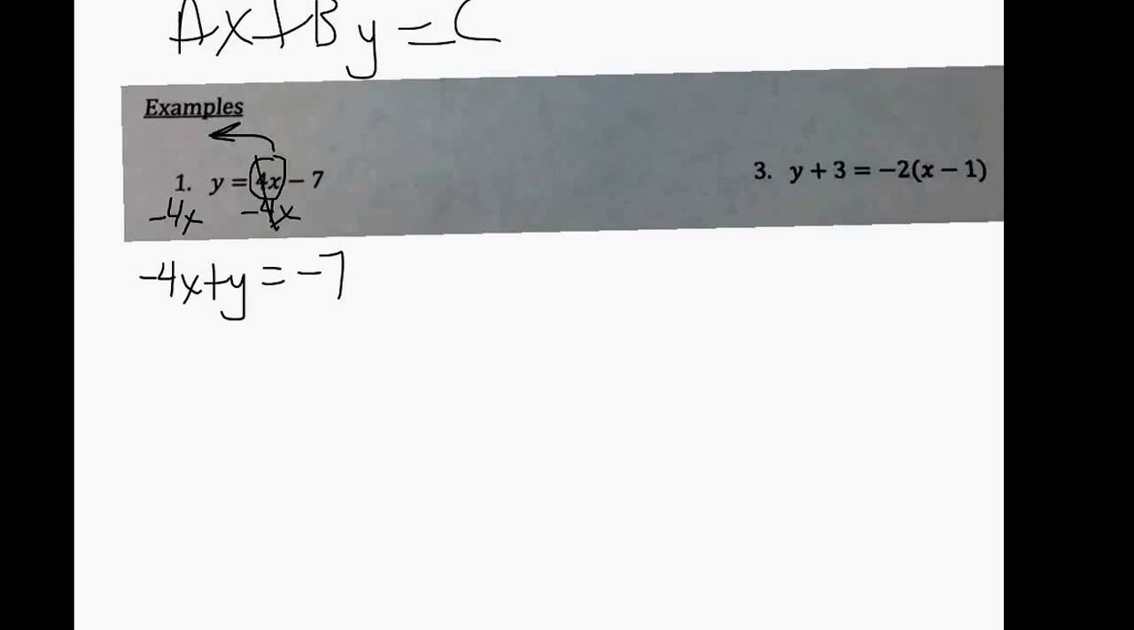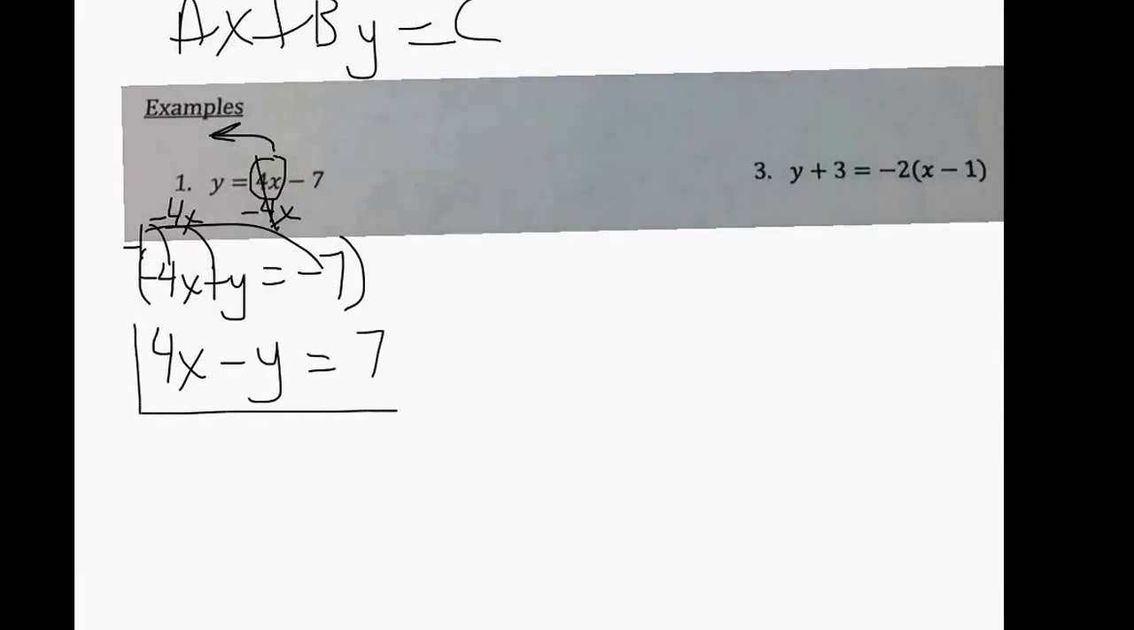So what we have to do is figure out what we can do to get this negative 4 to change signs. And the only way to change the sign of a number is to multiply by negative 1. So we're going to multiply everything by negative 1. So it's like a big triple rainbow here. Negative 1 times 4 is positive 4. Negative 1 times a positive y becomes negative y. And negative 1 times 7 becomes positive 7. So 4x minus y equals 7 is the standard form of the equation.